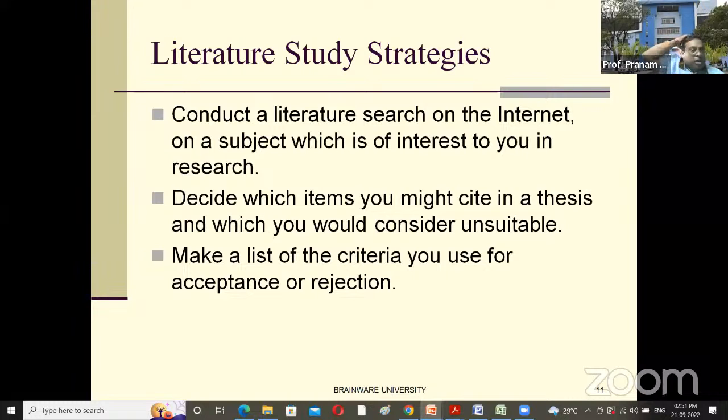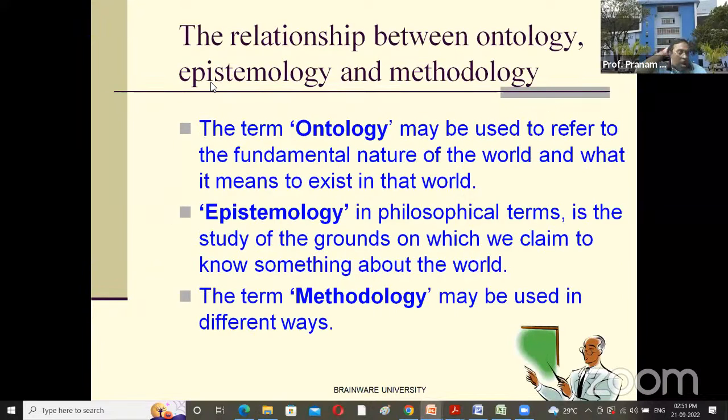Now, certain literature study strategies. Already I have dealt with them in detail regarding the literature review, so I am skipping this slide. Now I will explain three new terms. Some of you may have heard them, but for some others it is totally new. Ontology, epistemology, and methodology.